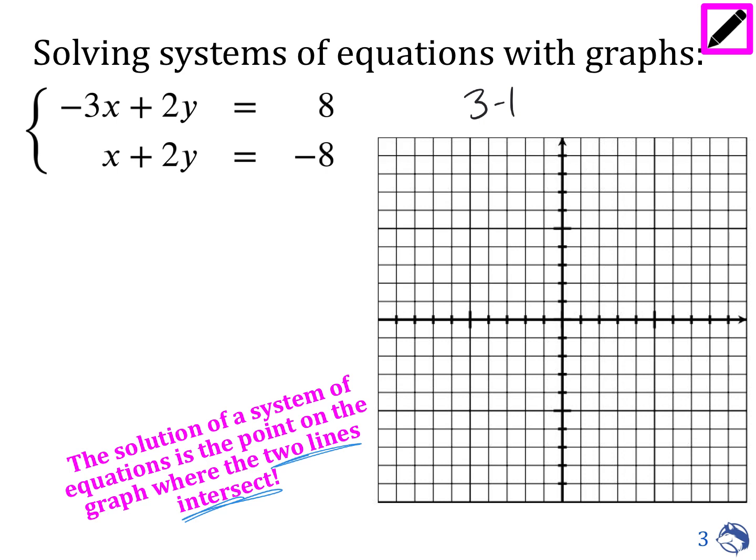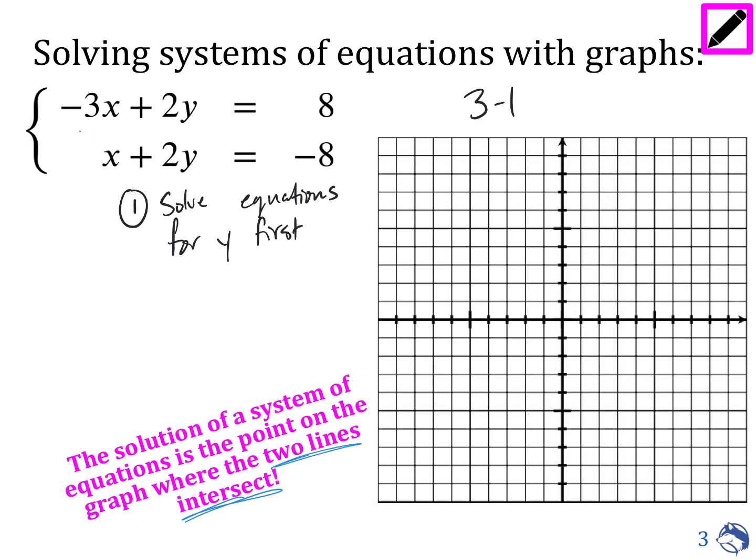So when I have a system of equations that looks like this, where I don't have y equals, I need to solve the equations for y first. And that will allow me to graph them, because I'll have slope-intercept form. And this is a skill that we worked on in chapter 2. So this is not new either. So I'm going to just quickly do that real fast.